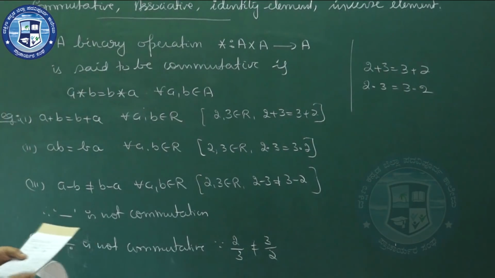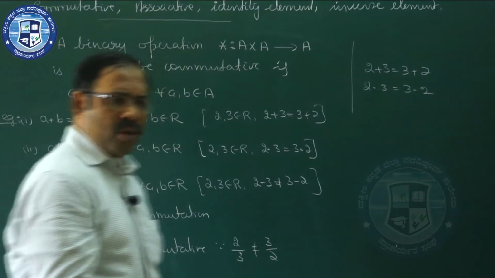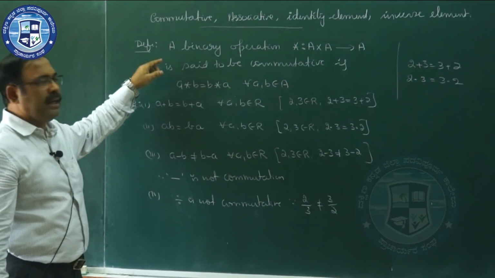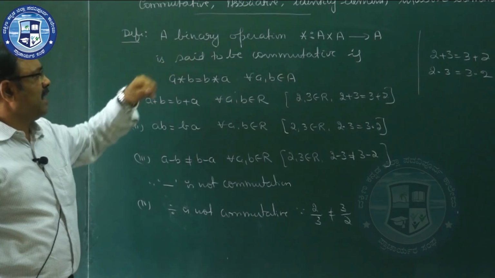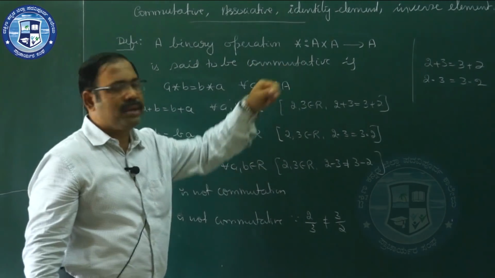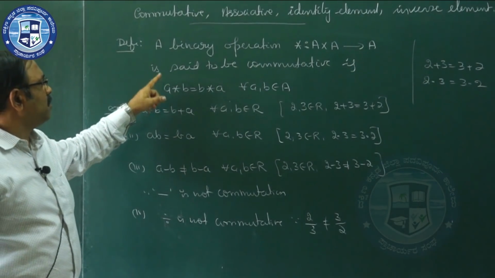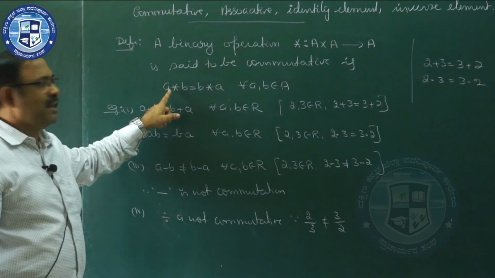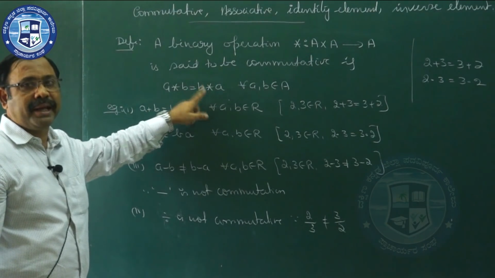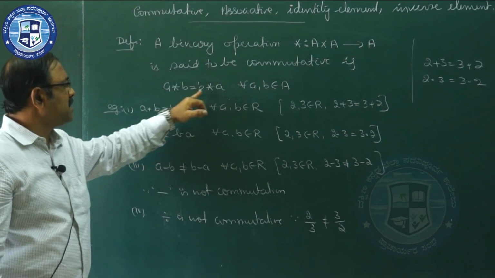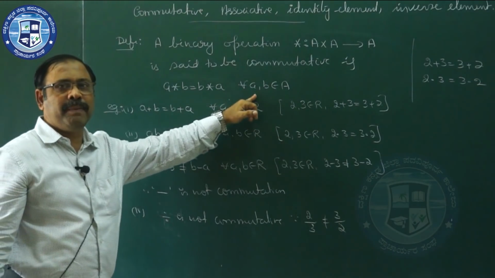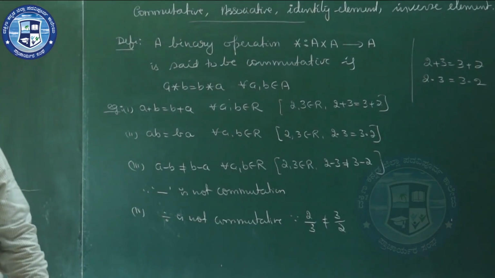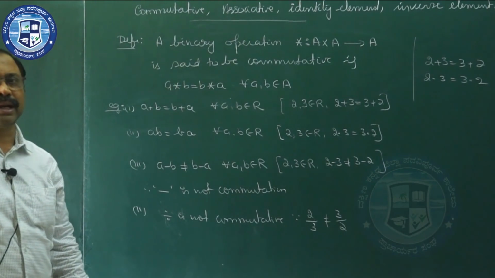So remember this. Now I hope you have followed this. What do you mean by commutative operation or commutative property? The binary operation star, from the set A cross A to A, is said to be commutative if A star B is equal to B star A for all A, B belonging to set A. Then star is considered to be commutative.